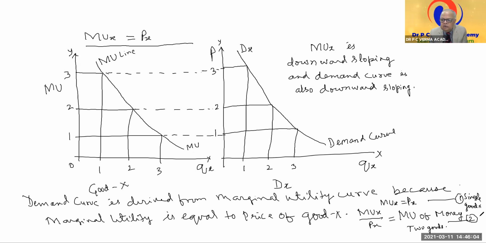Concentrate on single commodity. In single commodity, marginal utility of X is price of X. When we use two commodities, then marginal utility of X by price of X will be marginal utility of money. That is not used here. Here we have taken marginal utility of X is equal to price of X.